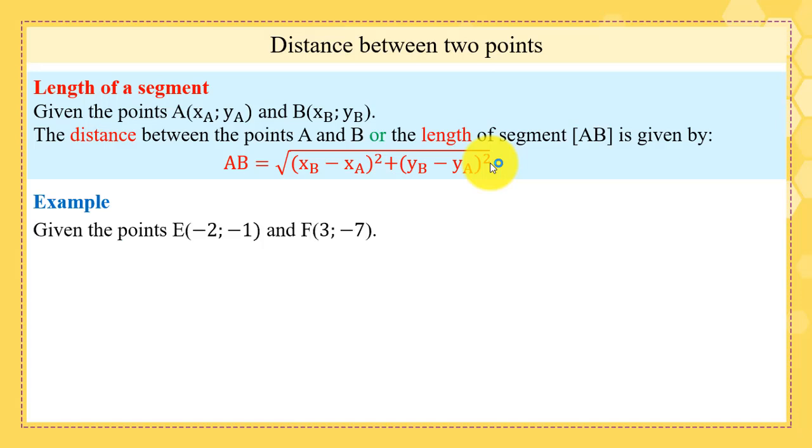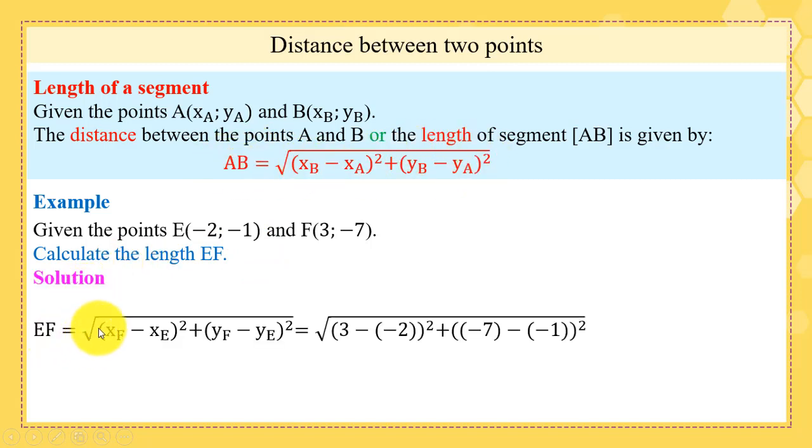Example, given the points E of coordinates -2, -1, and F of coordinates 3, -7. Calculate the length EF. To find the length EF, we apply the following formula. EF is equal to, we start with the point F, xf minus xe squared plus yf minus ye squared, all of it under the radical. It is equal to the square root of 3 minus -2 squared plus -7 minus -1 squared. Pay attention here for the sign.